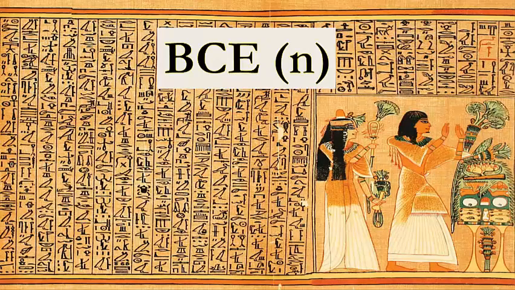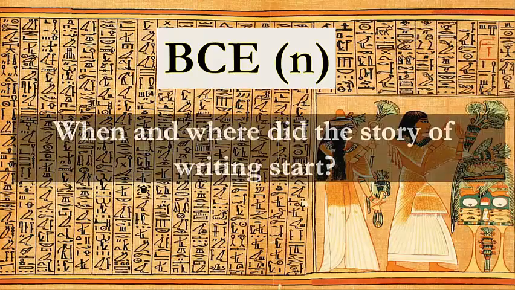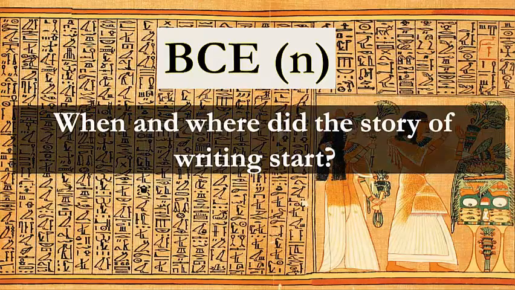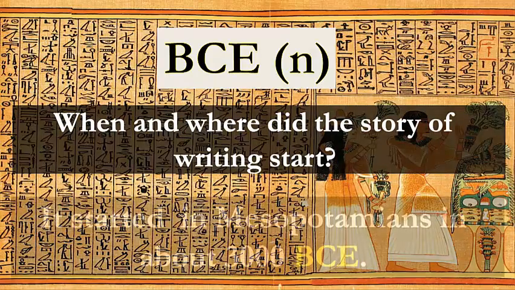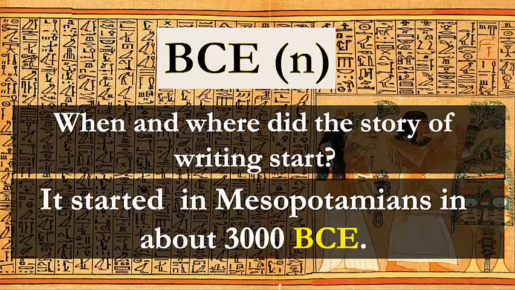Next word, BCE. It's a noun, and BCE indicates a number of years or centuries before the year in which Jesus Christ is believed to have been born, and BCE is an abbreviation for before the Common Era. Let's take an example. When and where did the story of writing start? It started in Mesopotamia in about 3000 BCE.